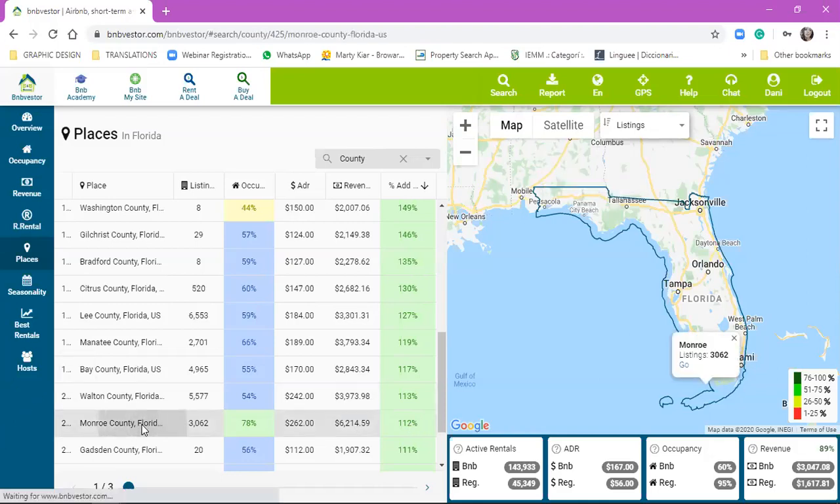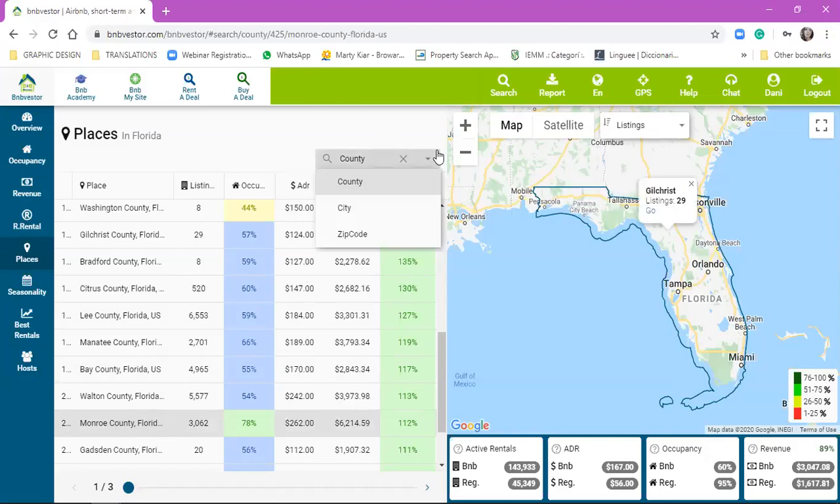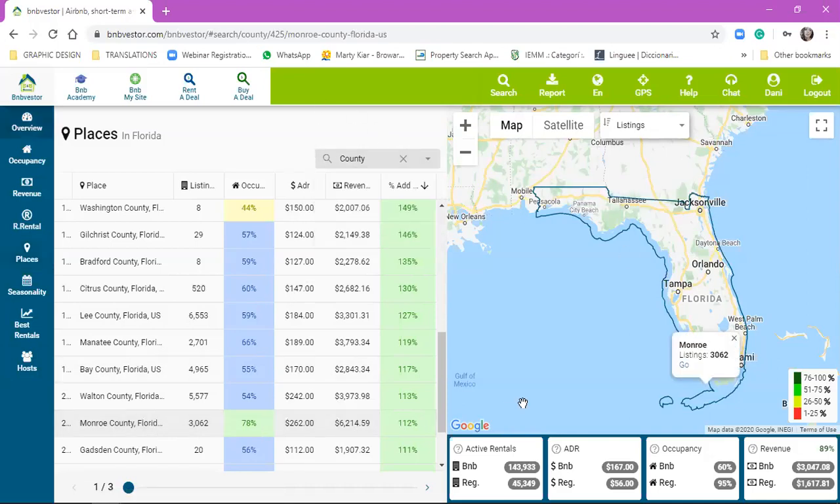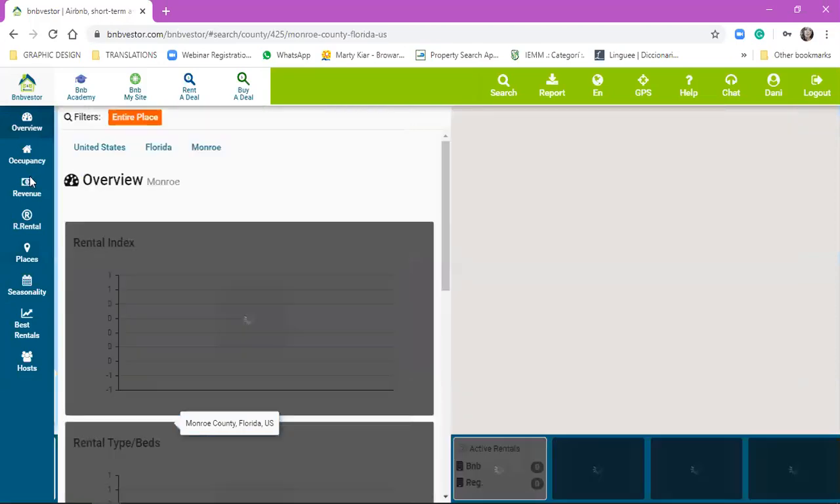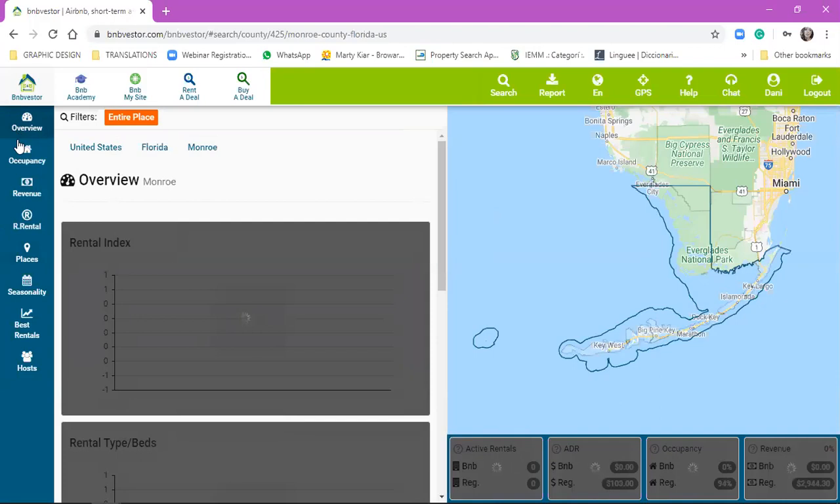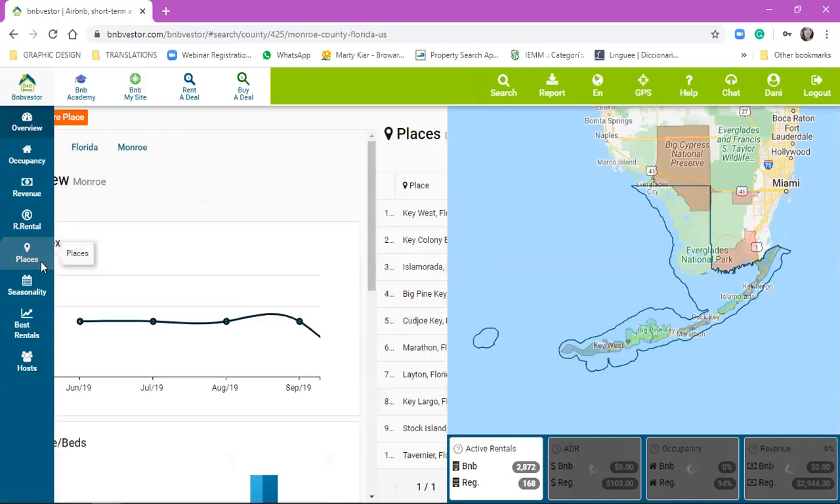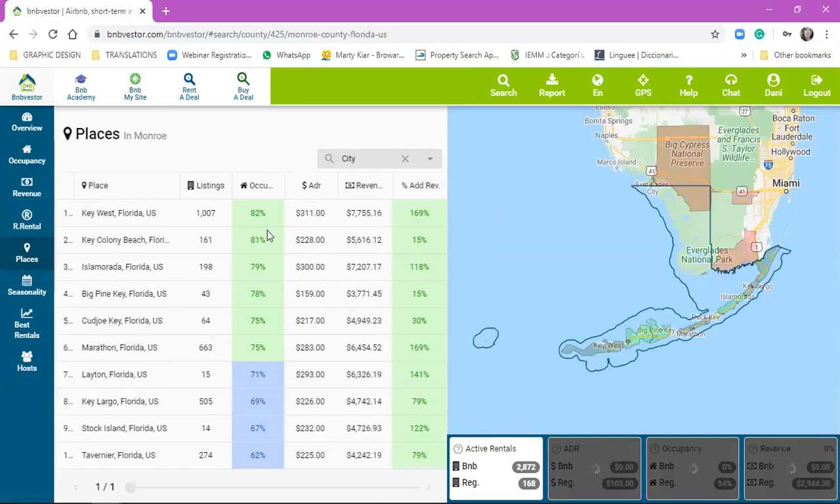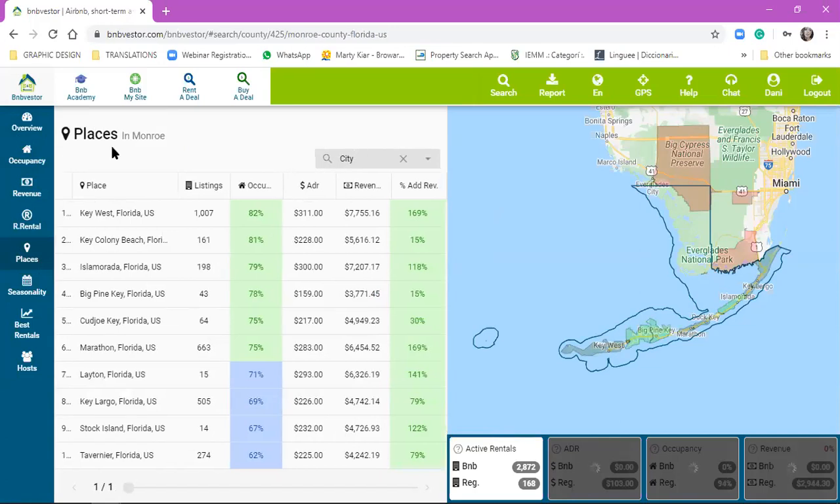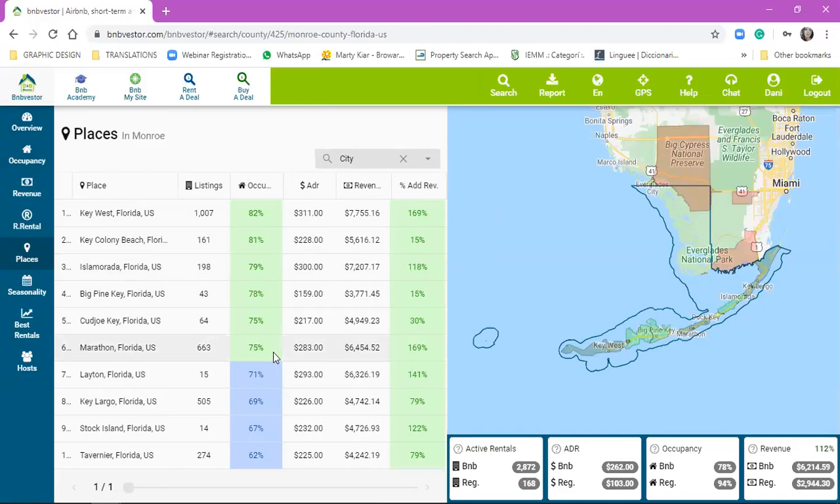If you click on it, for example, it will take you to the actual county. Now we're analyzing this county. It's going to refresh all the data that we've been looking at. If we go back into the places icon, it will now divide it by city, so you can see what city is most convenient to invest in.